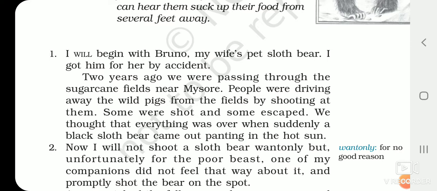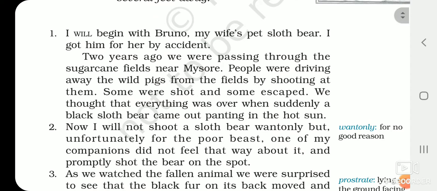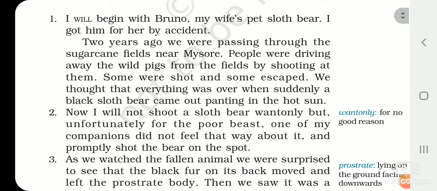So actually what happens is the author had gone to the sugarcane fields, and they were just visiting over there, and what they see is that people were trying to drive away, to push away the wild pigs which were trying to destroy their fields. So during that time, all of a sudden when they were shooting, a bear came out in the hot sun.